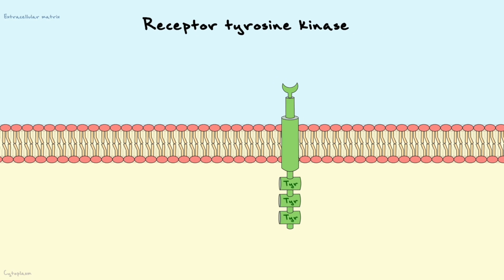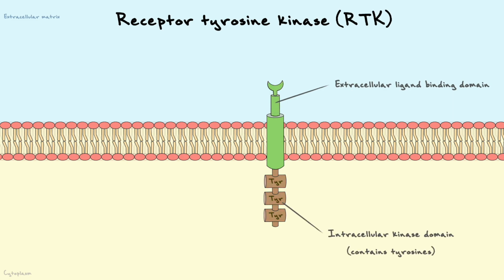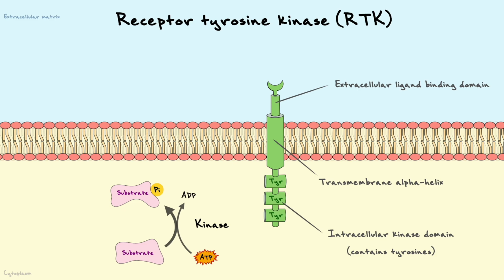Let's start with the structure of these receptors, which are often simply abbreviated to RTKs. RTKs are rather different from G-protein coupled receptors, as they have only one subunit with an extracellular binding domain. In the intracellular portion of the receptor, it has a kinase domain, and the two domains are connected via a transmembrane alpha helix.